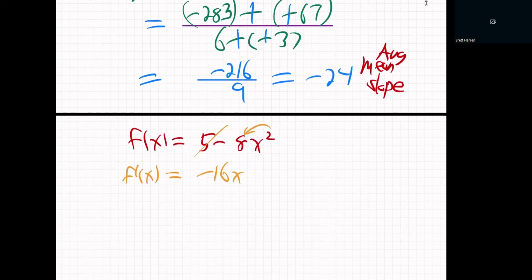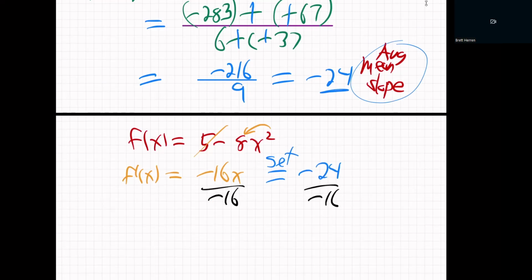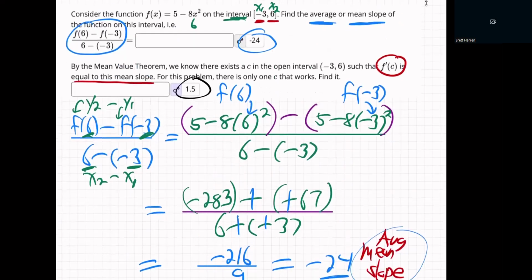They're saying if you set that equal to minus 24, which is the average slope, you can find the x, so there is guaranteed to be an x value where that will happen. Let's solve for this. Let's divide by minus 16. Hit the buttons on your calculator, you get positive 1.5. Two negatives make a positive. So there it is, and that is the answer to the question.